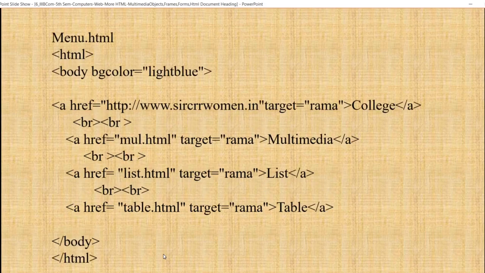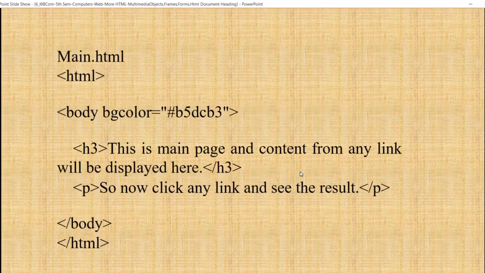This is the menu program. Here in that I have taken hyperlinks: college, multimedia, list, table. These are the previous programs we have already discussed: list, table, multimedia, objects, college. Now we are arranging these programs in a frame. The window is divided into multiple sections. In those sections I am running these programs. And this is the main program.